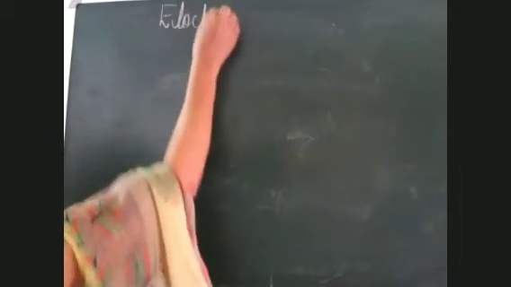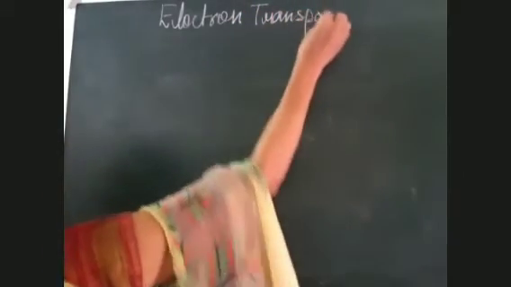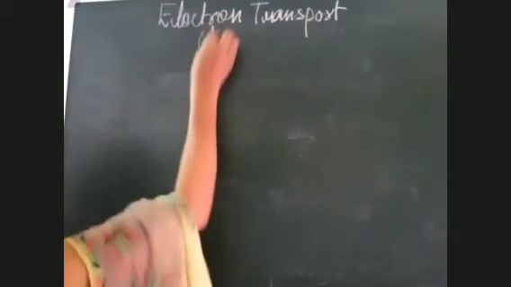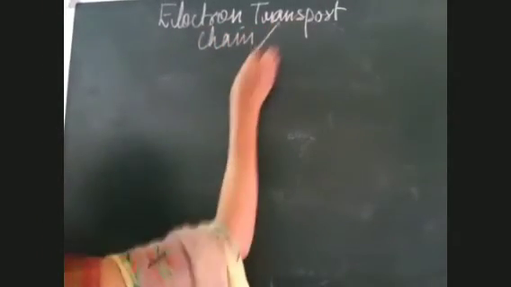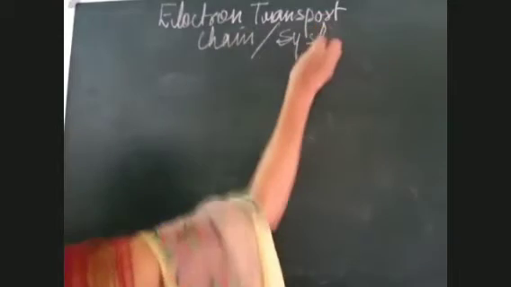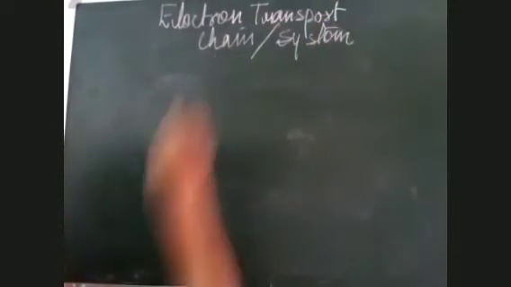After Krebs cycle, in aerobic respiration, what do we have? We have this electron transport chain. Electron transport chain, also known as electron transport system. Anything we can call it. Electron transport chain or electron transport system.